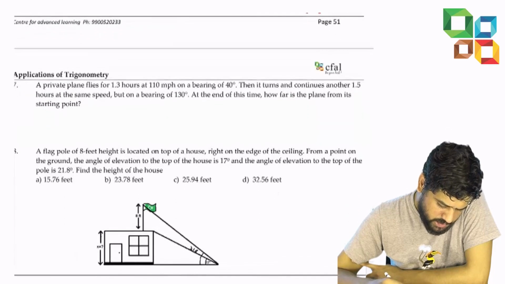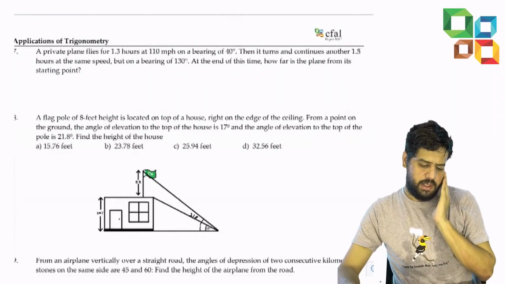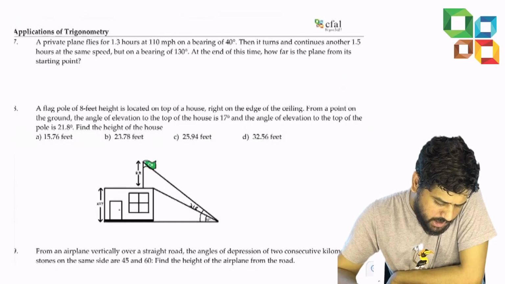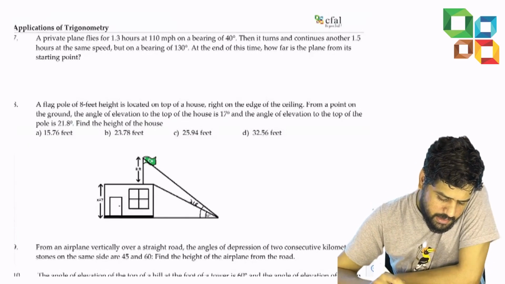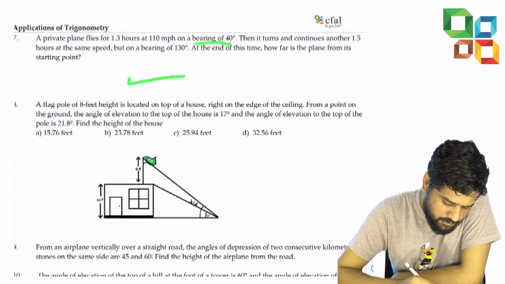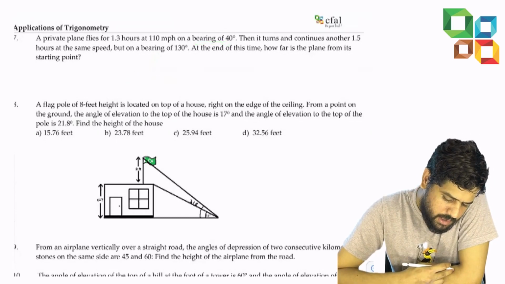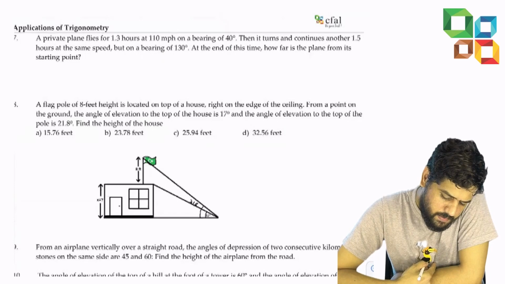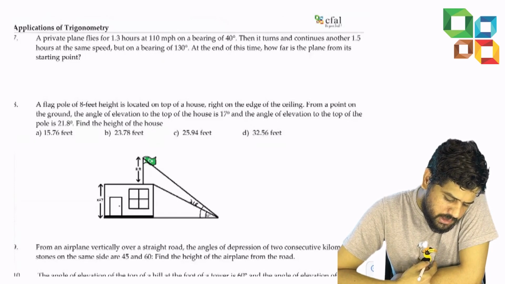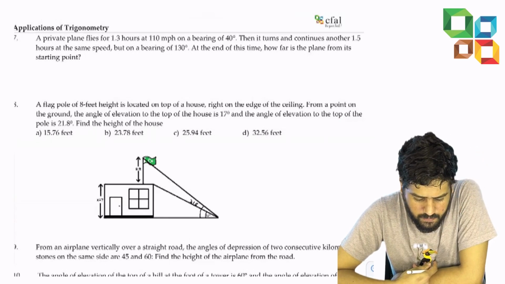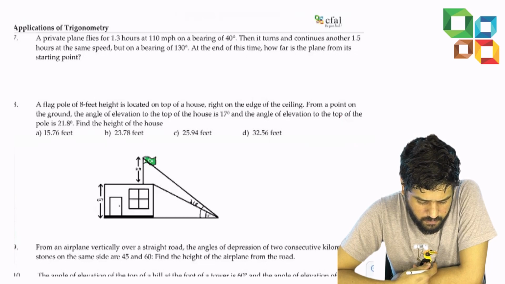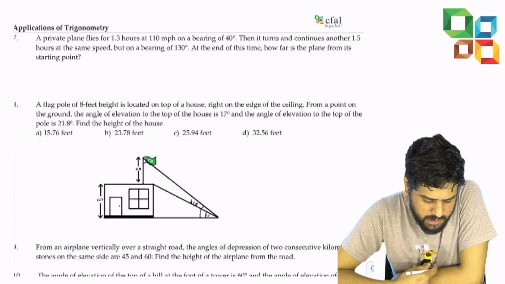Let's try the 7th question. A private plane flies for 1.3 hours at 110 miles per hour. Bearing means just an angle of 40 degrees. Then it turns and continues 1.5 hours at the same speed, but on a bearing of 130 degrees. How far is the plane from its starting point?